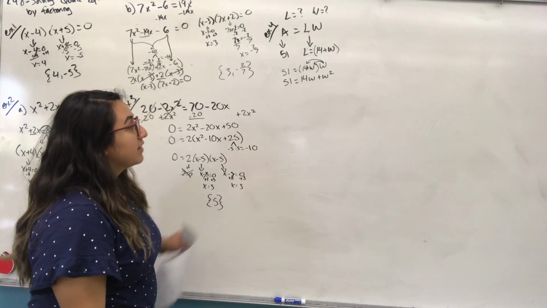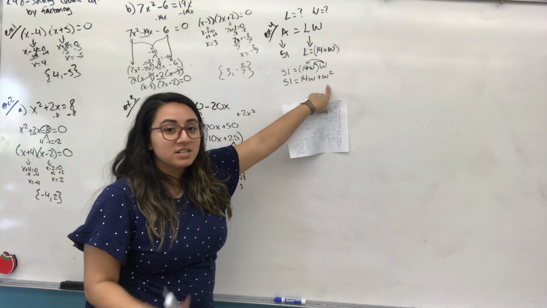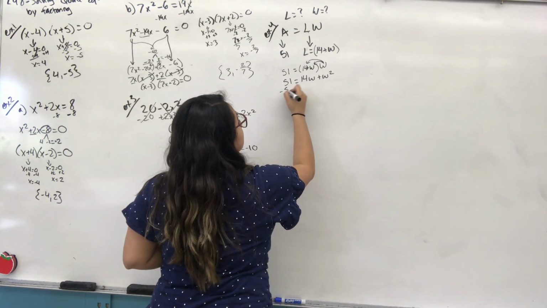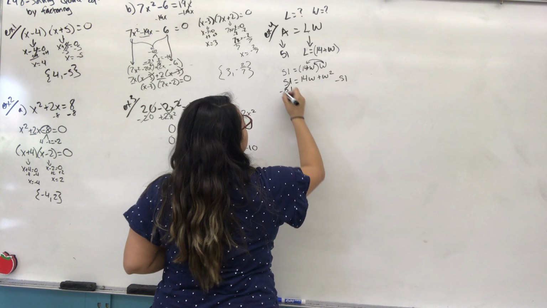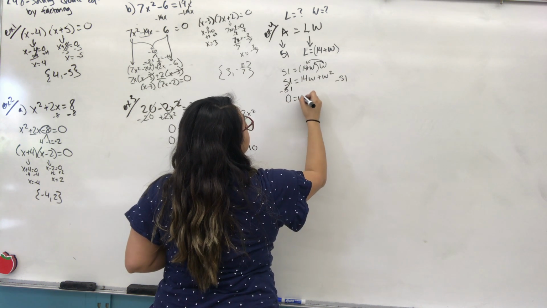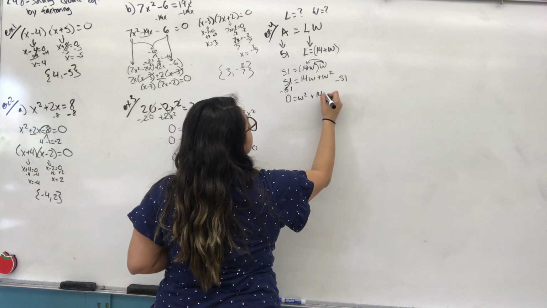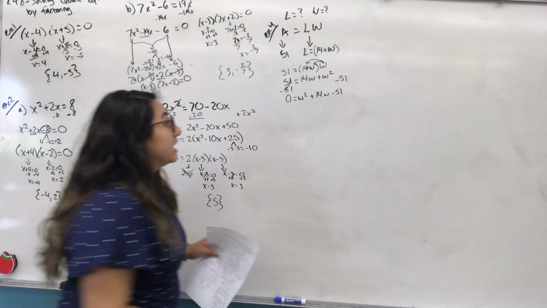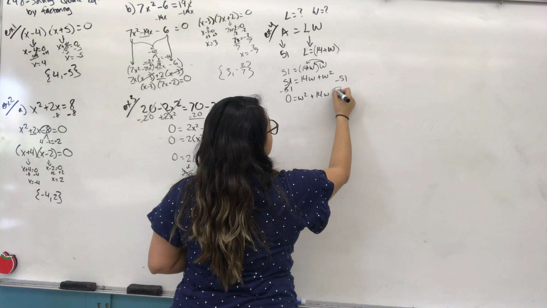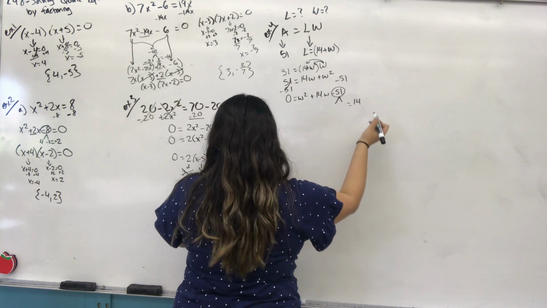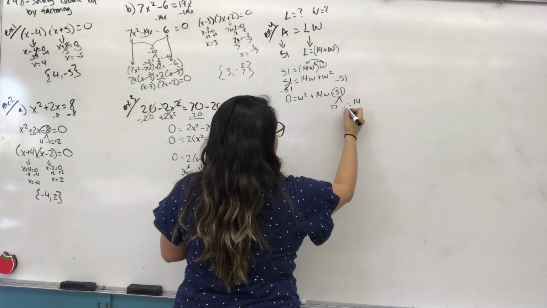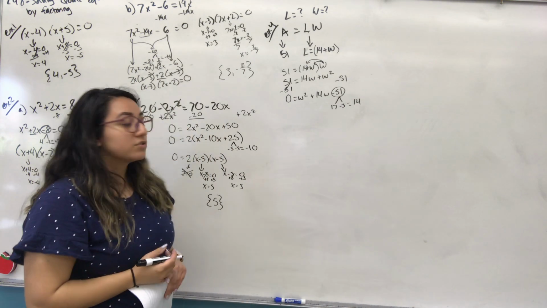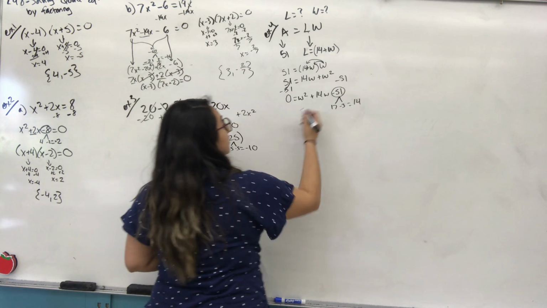My last step: I notice I have a W squared, and anytime I see a W squared, I always think of factoring. I'm going to move everything over to one side. So now I have 0 is equal to W squared plus 14W minus 51. Now we can see if we can factor. Factors of negative 51 that equal positive 14, and we end up with 17 and negative 3.